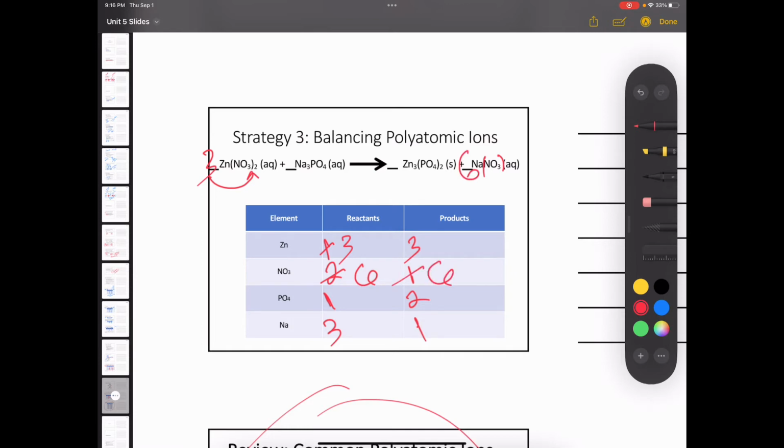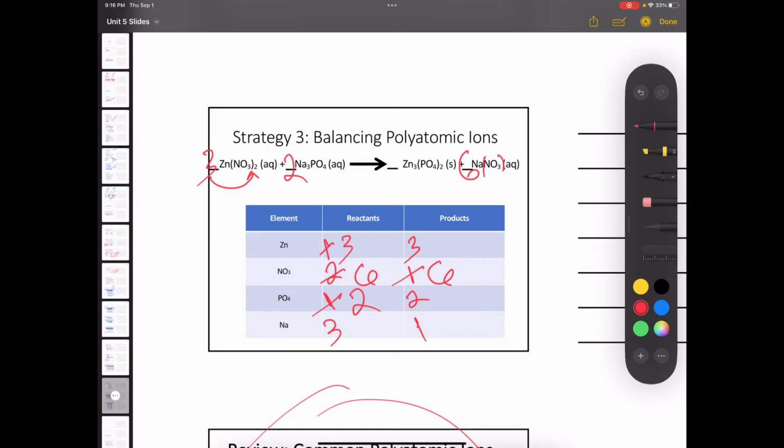For the phosphate, and again, you'll have to double check your math, but I'm not doing it here because at this point I think you guys get the idea. But during the exam, please, you have to double check your count of atoms every time you add a number. Okay, for the phosphate, I have one of the phosphate, and on this side I have two of the phosphate. So what I can do is simply add a 2 on this side. So it is now a 2 of the phosphate. So the phosphate now is balanced.